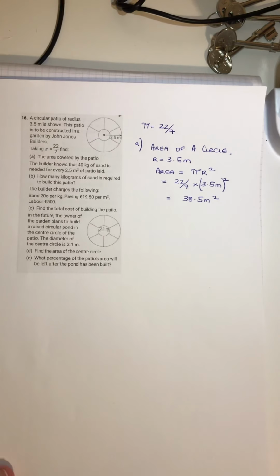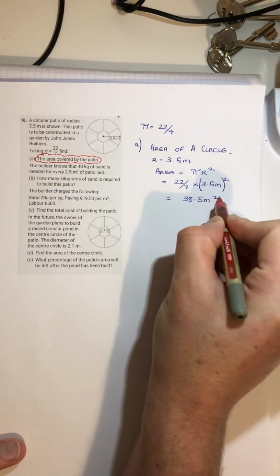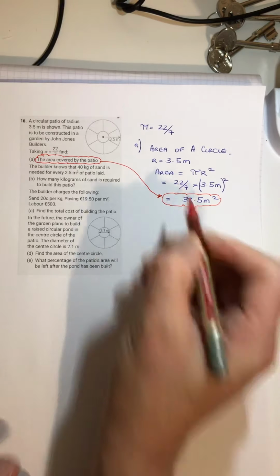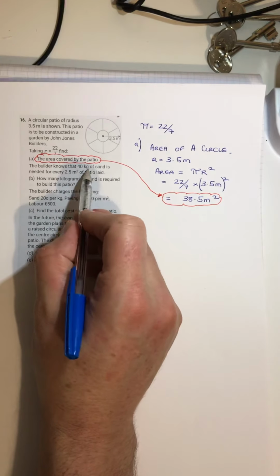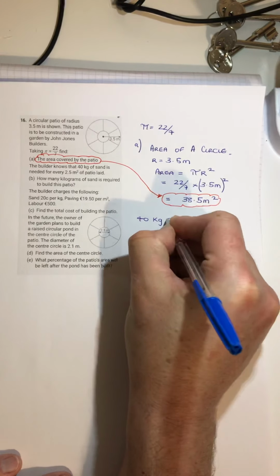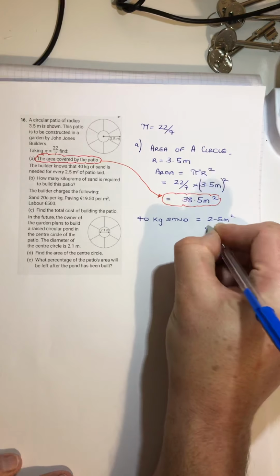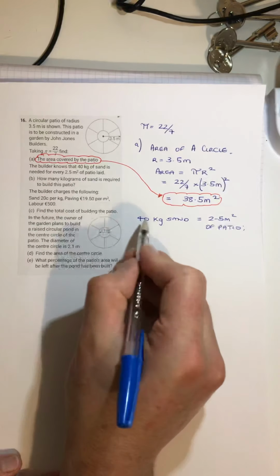So that's the area of the patio. So that's the first part. The area covered by the patio is 38.5 meters squared. Okay? And we show all our work for that. Now, the builder knows that 40 kgs of sand will equal 2.5 meters squared of the patio. So how much sand does he need to put in the patio?